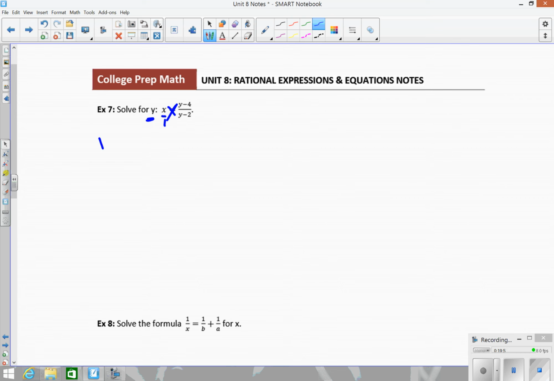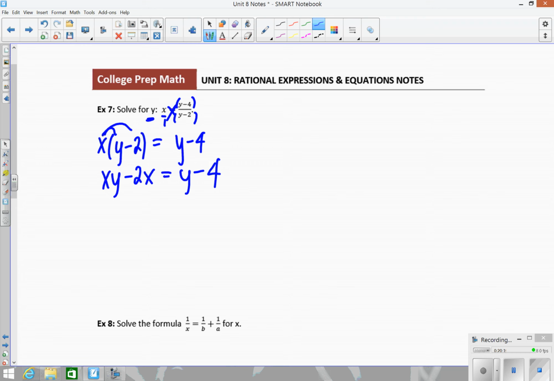And when you cross multiply, remember these need to be in parentheses because they're binomials. So it's x times (y minus 2) equals 1 times (y minus 4). So you don't really need the parentheses there. You can drop those. But then you're going to need to distribute. So we have xy minus 2x equals y minus 4.